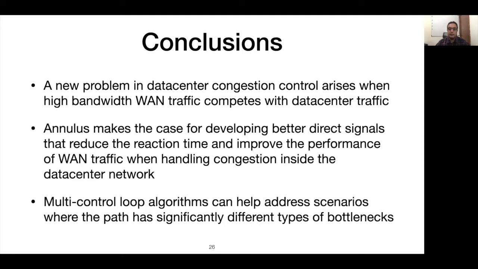We also believe that Annulus should motivate multi-control loop congestion control algorithms to handle scenarios where a flow goes through significantly different types of bottlenecks. Thank you, and I'll take any questions.